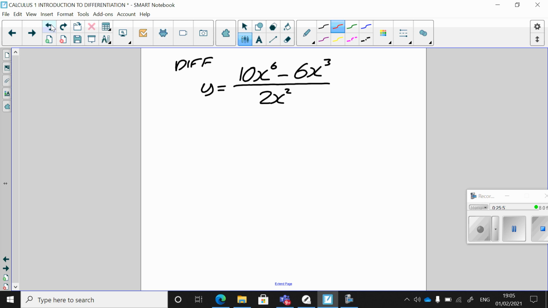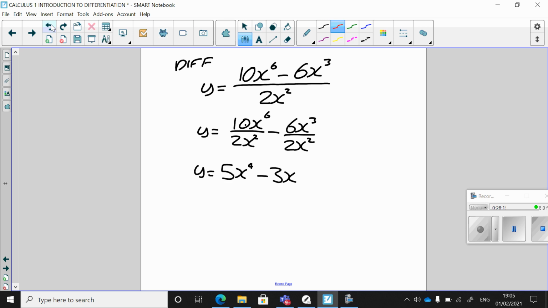Here, dividing top and bottom by the same thing, 2x squared. So I'm just separating it out. 10 divided by 2 is 5. And the next one, 6 divided by 2 is 3. Use your laws of indices here. I'm not going to go through laws of indices. You should know that. You're now in the big school. That should give you that there. Okay. Any problems like that, go back and look at your notes on laws of indices.